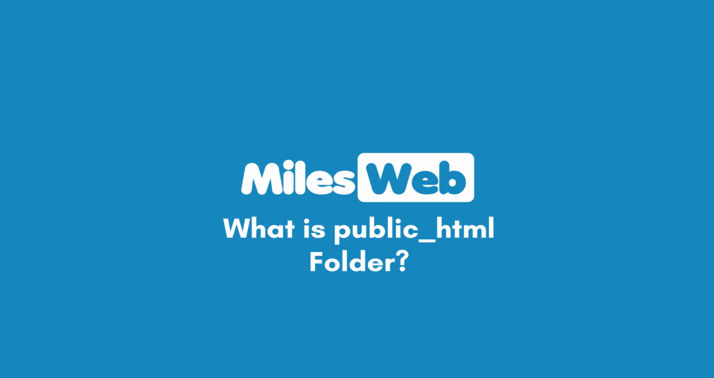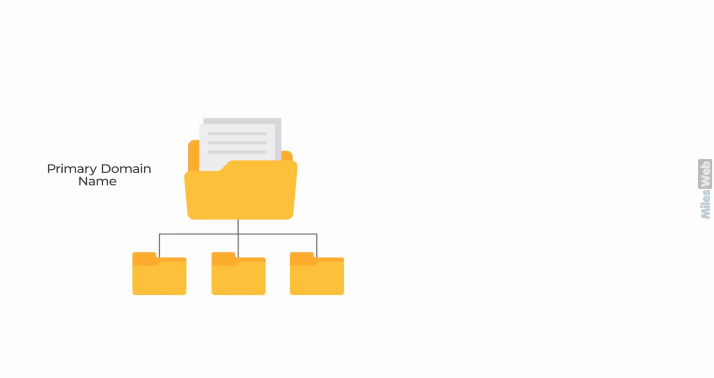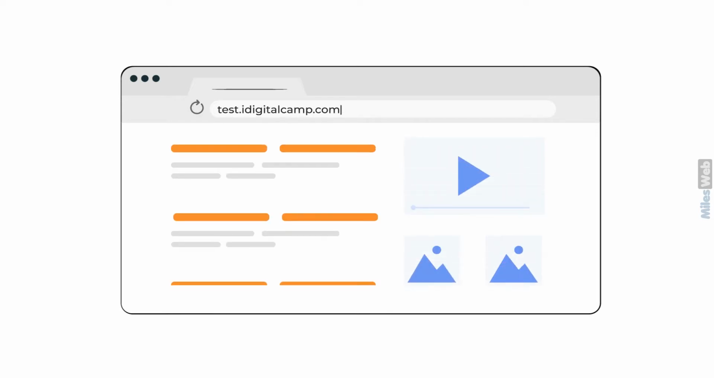What is public_HTML folder? The web root for your primary domain name is called the public_HTML folder. The public_HTML folder comprises all the website content which you want to be displayed when someone types your main domain, the one provided while signing up for hosting. In other words, when visitors type your domain name into their browser, whatever is in the public_HTML folder will get displayed to them.